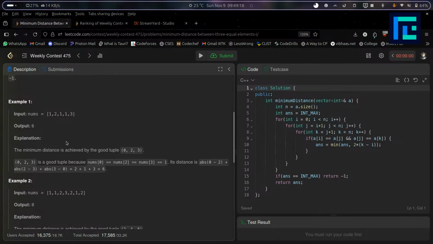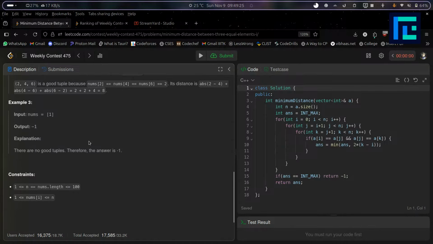Here the good tuple is this one, this one and this one, and the minimum possible distance will be 6. So that's the answer. And there's a -1 case also as an example. N goes up to 100.